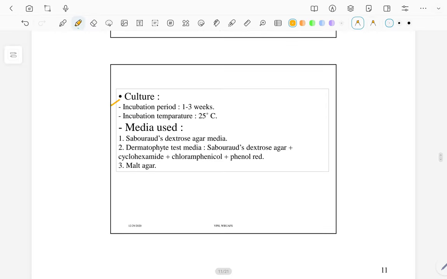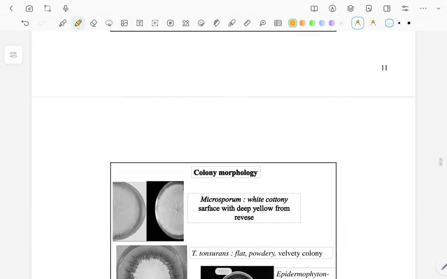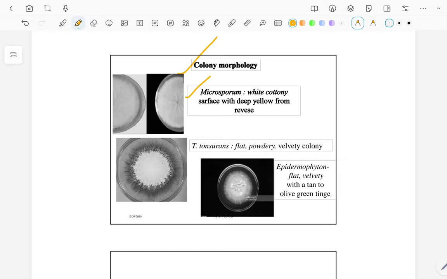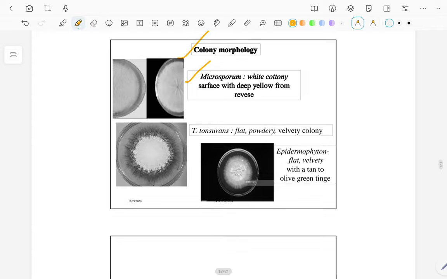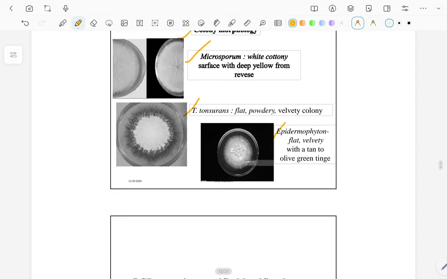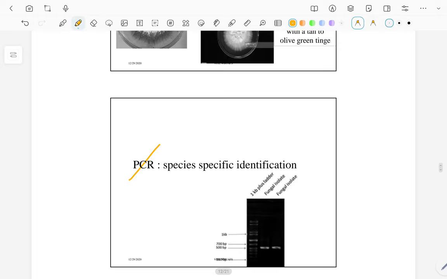Culture: incubation period 1 to 3 weeks, incubation temperature 25 degrees Celsius. Media used: Sabouraud's dextrose agar, dermatophyte test medium, Sabouraud's dextrose agar plus cycloheximide plus chloramphenicol plus phenol red, malt agar. Colony morphology: Microsporum, white cottony surface with deep yellow reverse. T. tonsurans, flat powdery velvety colony. Epidermophyton, flat velvety with a tan to olive green tinge. PCR for species-specific identification.